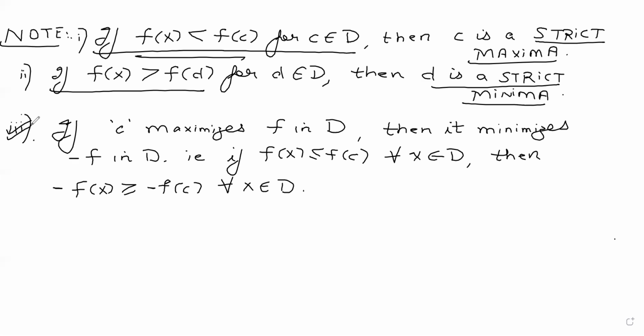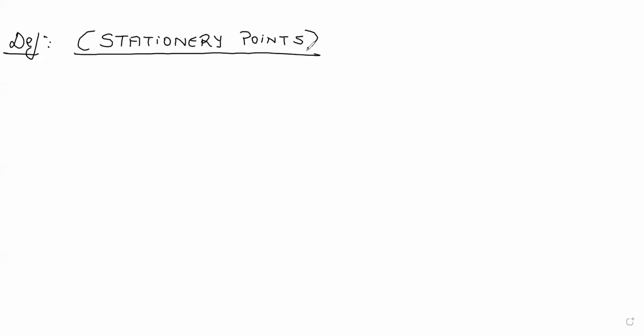Okay. Now we can look at the concept of stationary points. So erasing all this, let us look at another definition. Definition to calculate stationary points. Now, stationary points are those points which lie in the interior of the domain, and they can either be the point of maxima or they can be the point of minima. So let's look at the definition of stationary points.